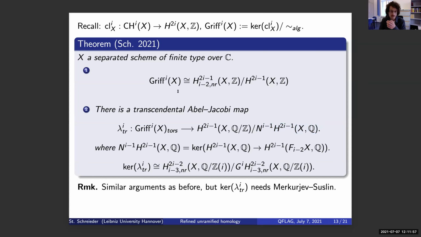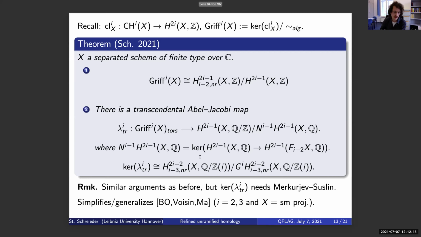Okay, so this result here, one, uses similar methods as before, but two, to compute the kernel, this needs the Merkurjev-Suslin theorem, so Bloch in degree 2. And the remark is that two is motivated by work of Voisin and Ma, who proved this in the case i = 3 when X is smooth projective. Their formula is slightly different, but they prove some formula along these lines. So this was the motivation for the second item, and it simplifies their work. Voisin and Ma used Bloch in general, and our approach only needs the Merkurjev-Suslin theorem.